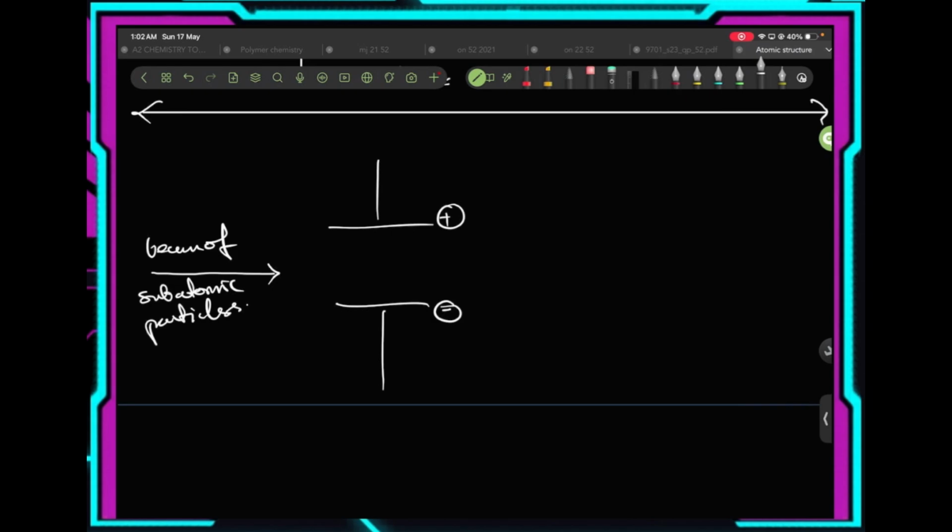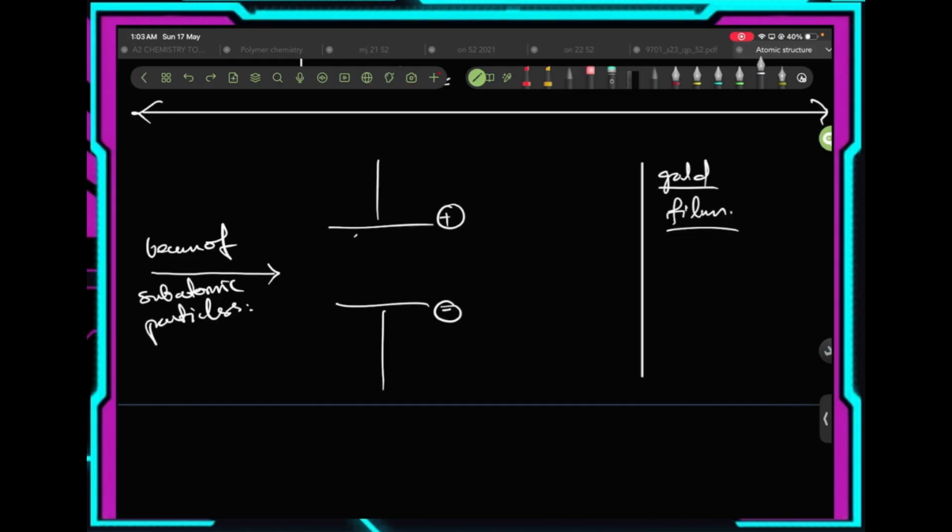a beam of subatomic particles, and there is this gold film right in front of you. This is a thin film of gold. So these subatomic particles are going to pass through this electric field, and then they're going to strike the gold film right in front of them.